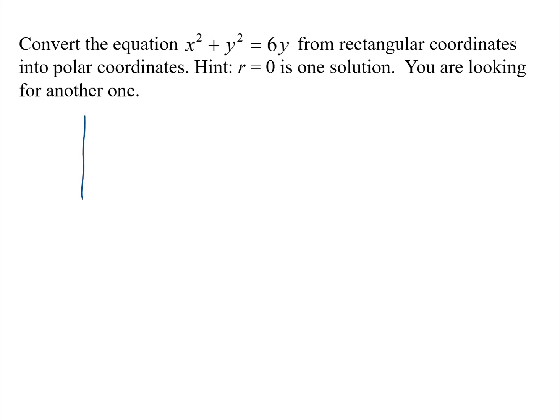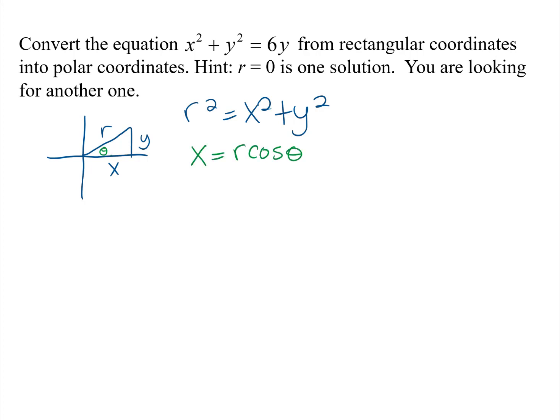We know, based on a triangle, when we have x and y, that the connection between them and r is r squared equals x squared plus y squared, just the Pythagorean theorem. And we also know if we have the angle theta written right here, and we did adjacent over hypotenuse and solved for x, we'd have x equal r cosine theta. And if we did opposite over hypotenuse and solved for y, we'd have y equal r sine theta. So these are our connections between rectangular coordinates and polar coordinates.